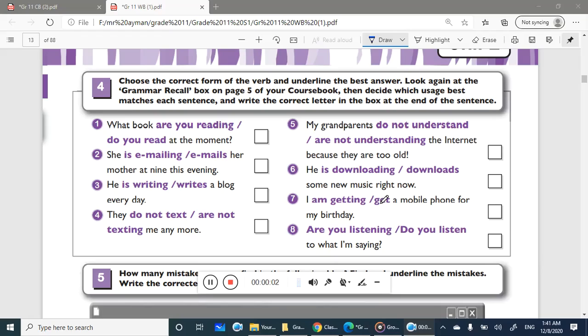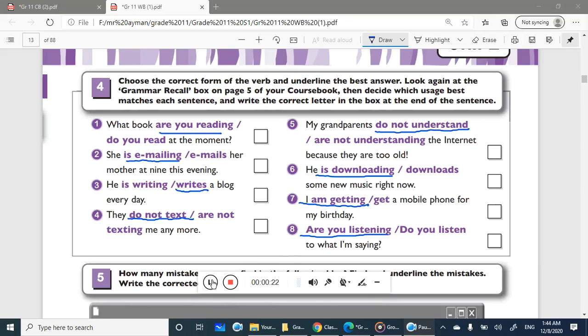For more practice with the present simple and present continuous, now open your workbooks on page number 5 and answer activity 4. As we do every time, pause the video, try to answer, then go back and check your answers. Now you can check your answers, then let's turn to the state verbs and action verbs.